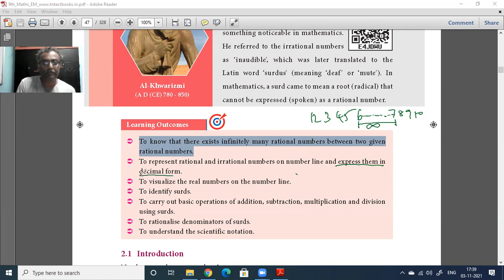Expressing numbers in decimal form is also important. All these irrational numbers and rational numbers. See, all the natural numbers, whole numbers, integers, they are all real numbers only.